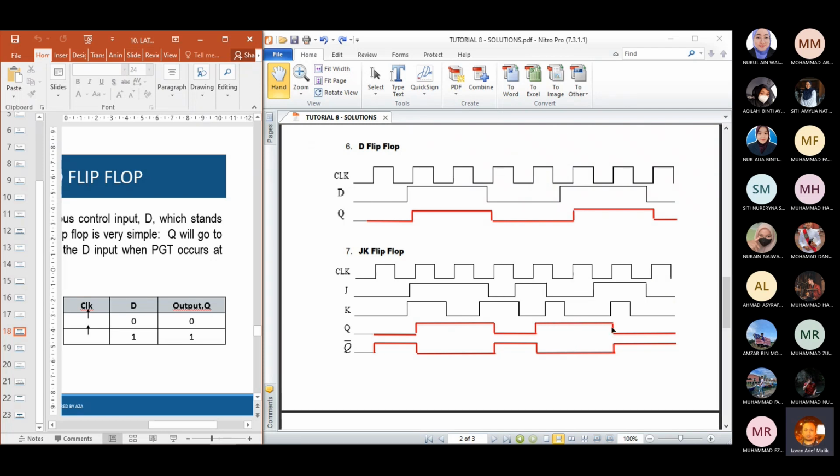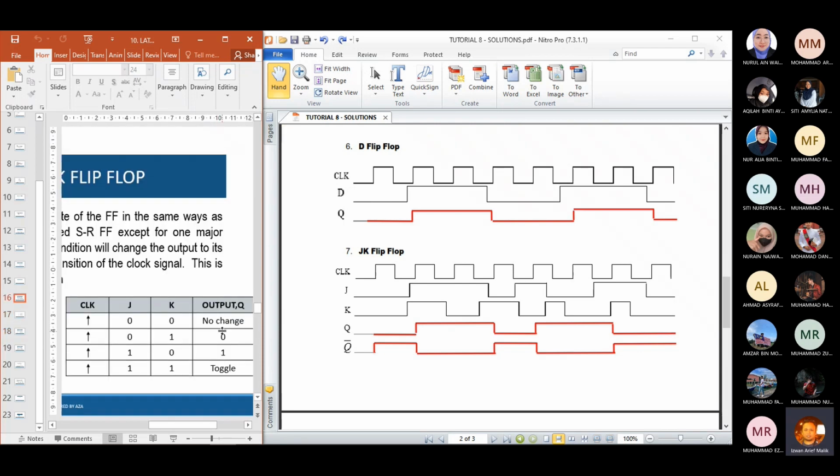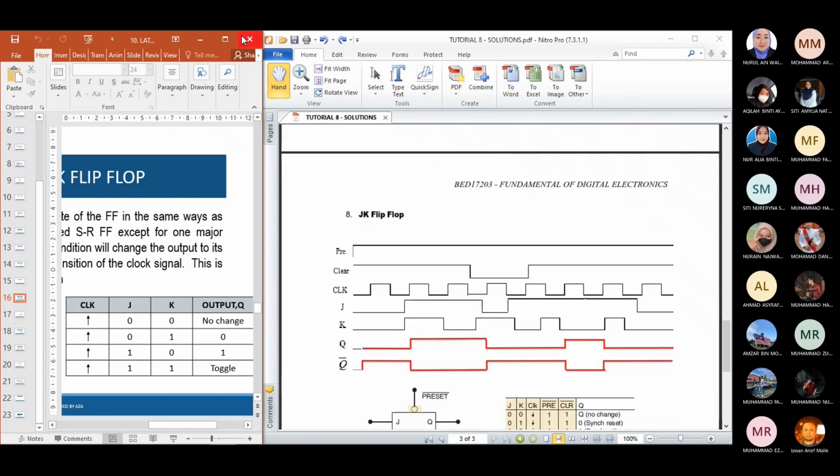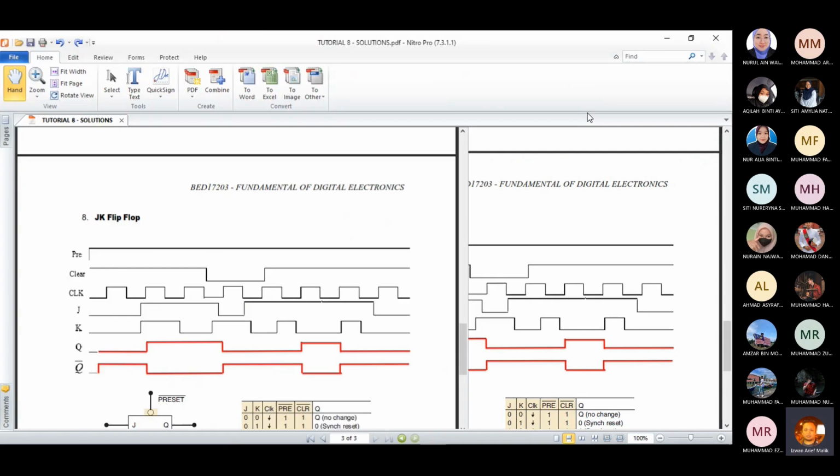Dekat sini 0, 0, no change. This is 1, 1, toggle. Then this is 0, 0, no change. So sambung je terus. Okay, yang itu tengok yang D yang ini D pula, tengok JK, this one. Q bar just inverse your Q output.